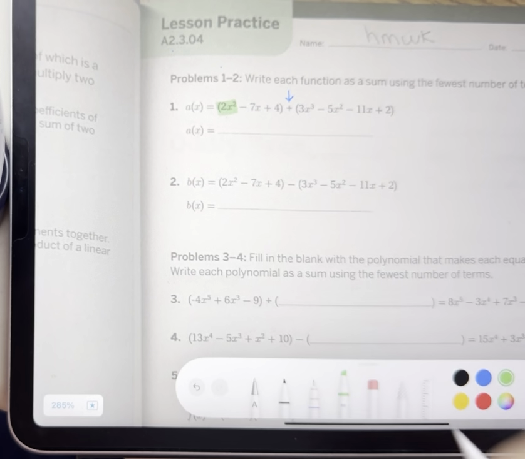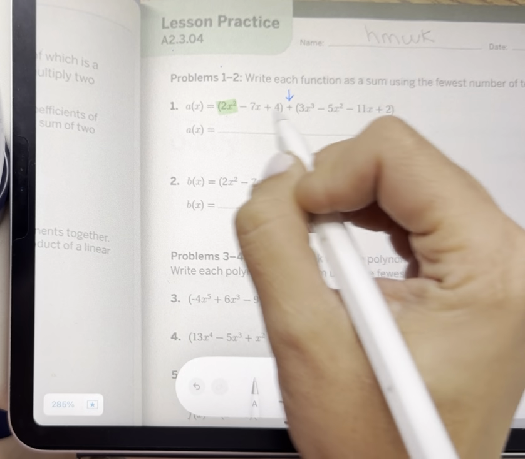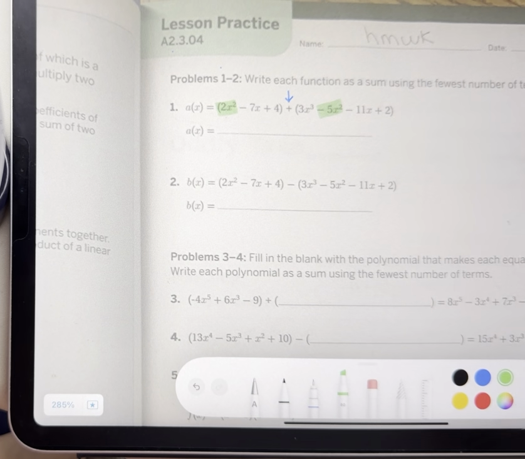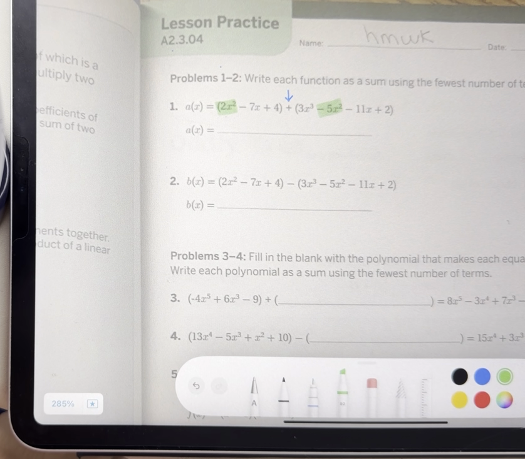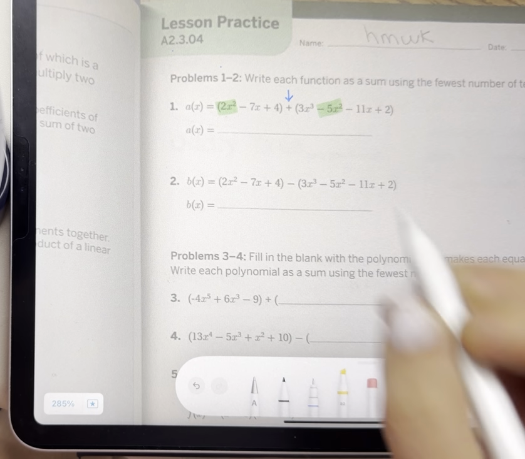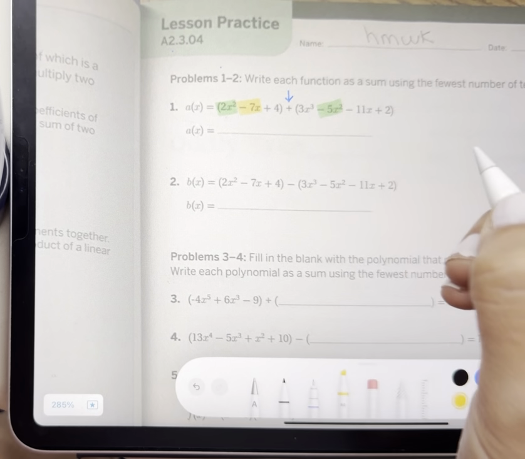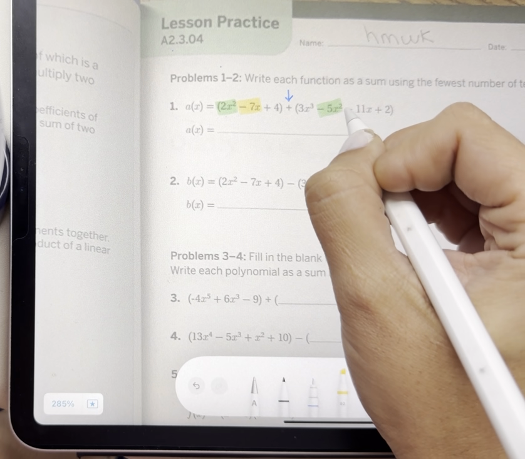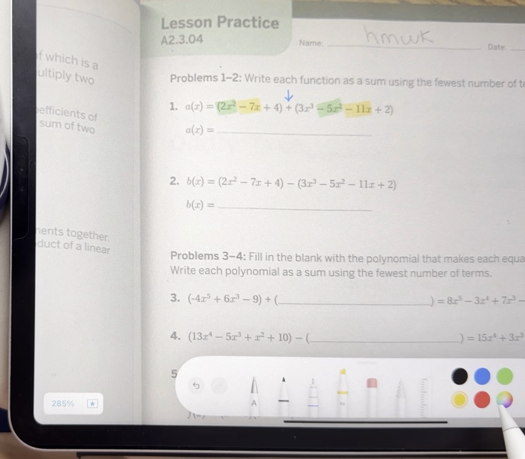I got an x squared right here. I'm looking for more x squareds. Yep, those are two I can combine. Let's go look for more. There's a negative 7x. I'm looking for more x's. Yep, that's the one.